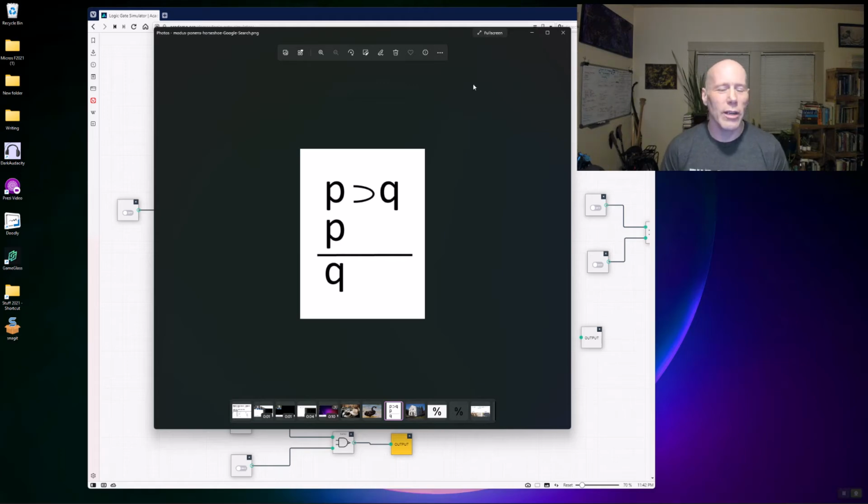A famous example I learned when I first took logic class was, if it's going to rain, I take my umbrella. That's if P then Q. If it's going to rain, I take my umbrella. It's going to rain, therefore Q, I take my umbrella.